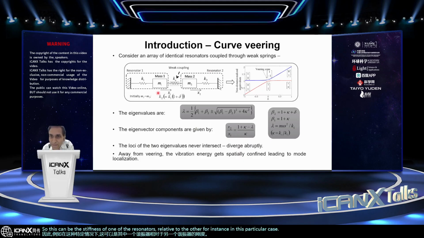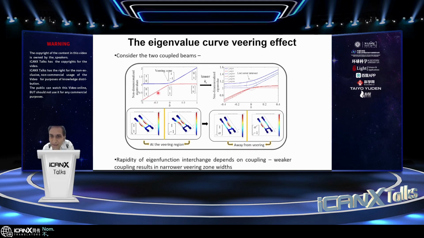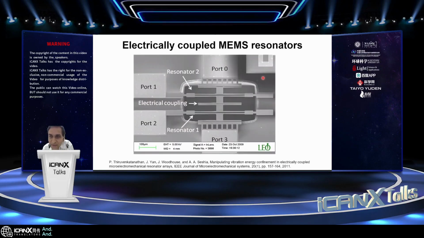And so one of the things that emerges as well is that as you change the strength of the coupling, you make the coupling weaker, you end up with more drastic localization. You also end up with these steeper veering plots that emerge. This is sort of a pointer towards how you might tune the sensitivity in these systems.